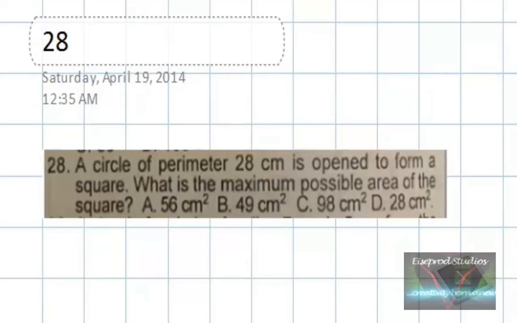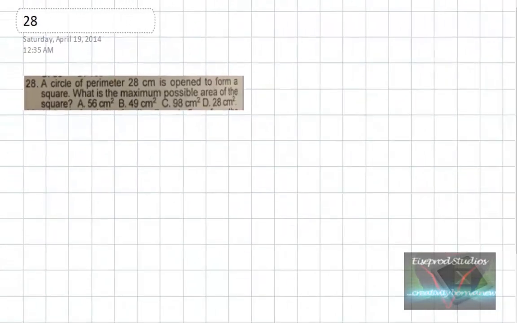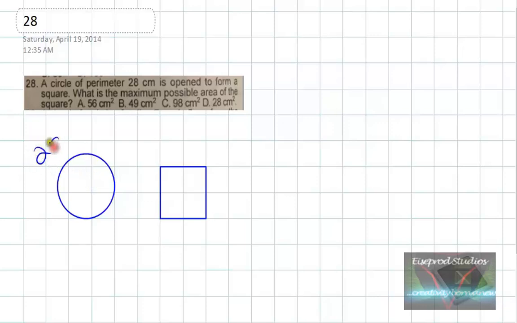a square, what is the maximum possible area of that square? And essentially, what they're asking you to visualize here is, say we took a circle and we somehow split the circle and we're able to make it into a square. What is the maximum possible area? So that's going to actually be defined in a way by the perimeter. So we know that the perimeter of the circle is 28 centimeters.